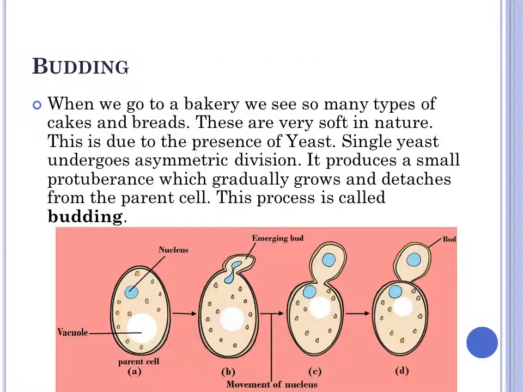Budding. When we go to a bakery, we see so many types of cakes and breads. They are very soft in nature. This is due to the presence of yeast. Single yeast undergoes asymmetric division. It produces a small protuberance which gradually grows and detaches from the parent cell. This process is called budding. Parent cell, emerging bud.